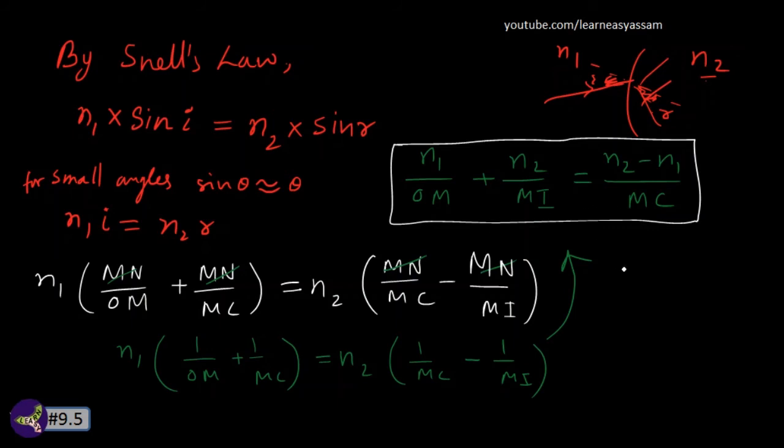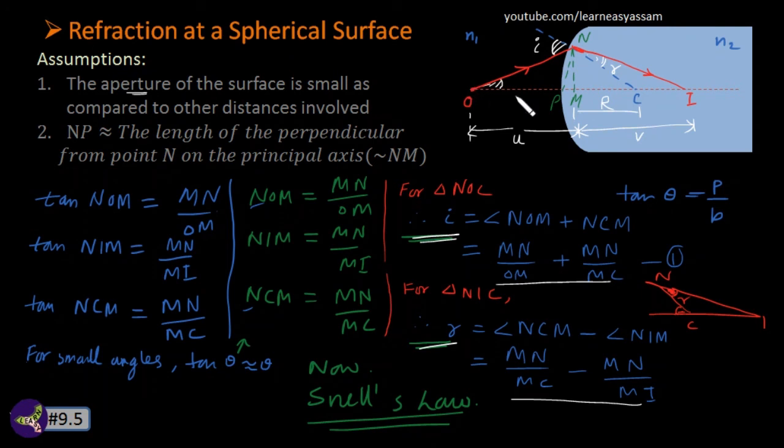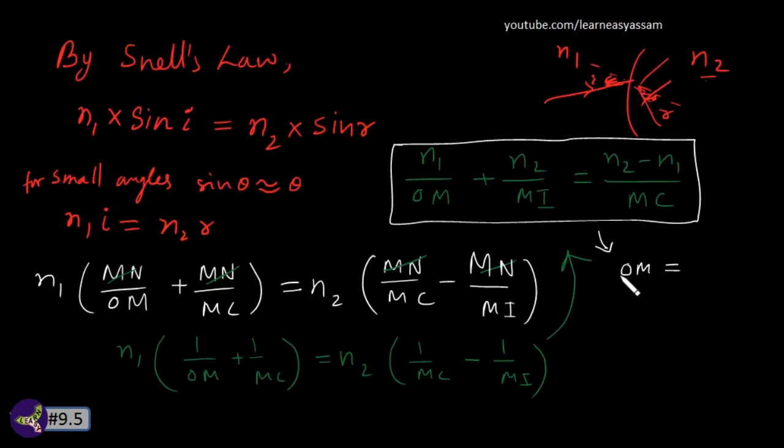If we use the sign convention, then what will happen? We can write this as OM. OM is the object distance. If you see the diagram, this object distance OM is from right hand side to left hand side, so it is negative. So OM is nothing but minus u. Then MI is the image distance which is from left hand side to right hand side, so it should be positive. Then again MC is also from left hand side to right hand side, so it should be positive.